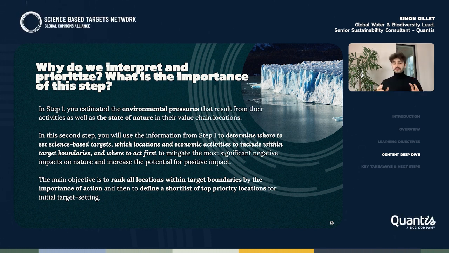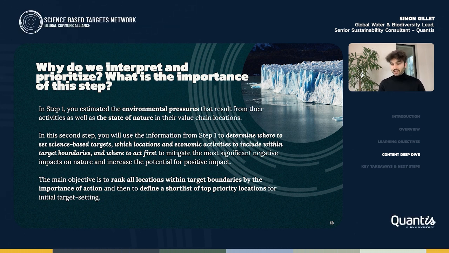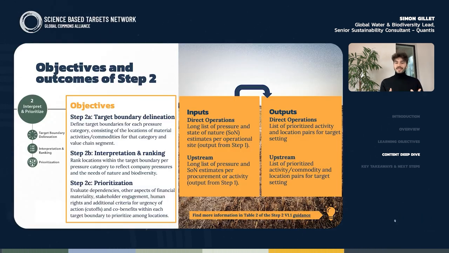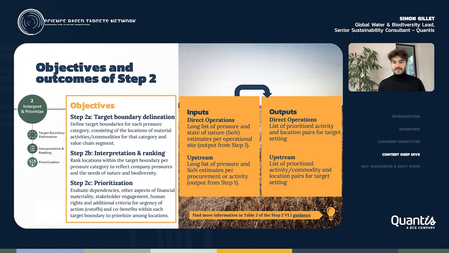So the objective of this step two is really to rank all locations within target boundaries by the importance of action, and then to define a short list of top priority locations for target setting. So step two is divided into 3 sub-steps.